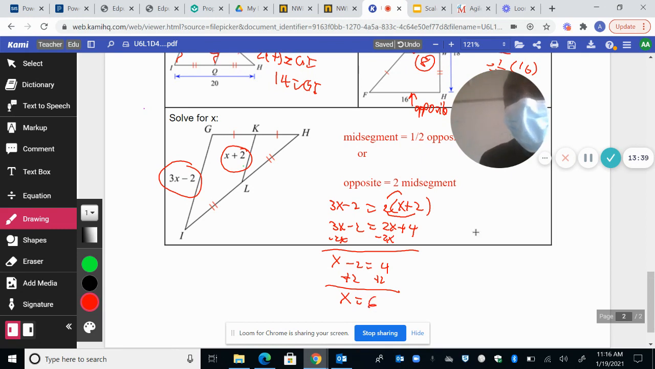So if x is 6, 6 plus 2 is 8. If x is 6, 3 times 6 is 18, and 18 minus 2 is 16. So 8 is half of 16, or 16 is twice 8.